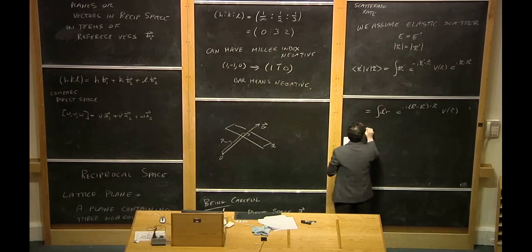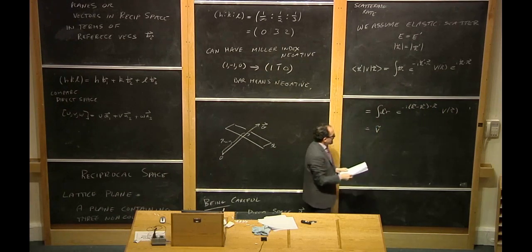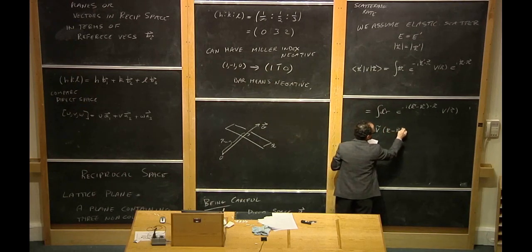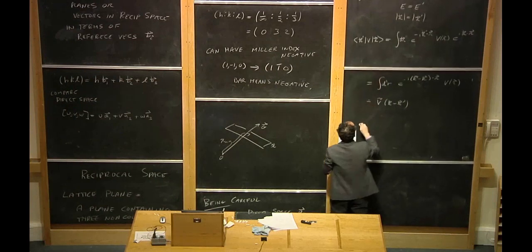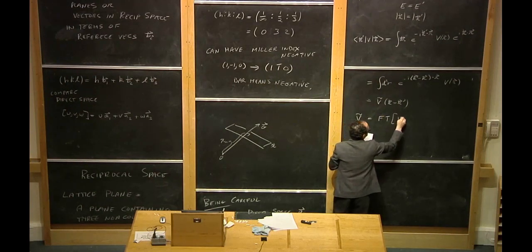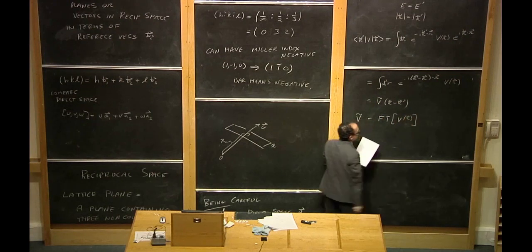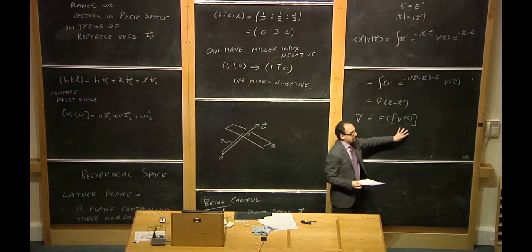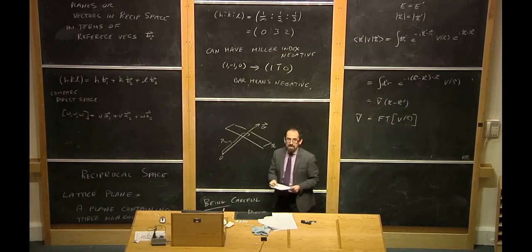That is just, well, we'll write it as v twiddle of k minus k prime, where v twiddle means Fourier transform. V twiddle equals the Fourier transform of v of r. This is a very, very general rule that the scattering amplitude from k to k prime is just the Fourier transform of the scattering potential.